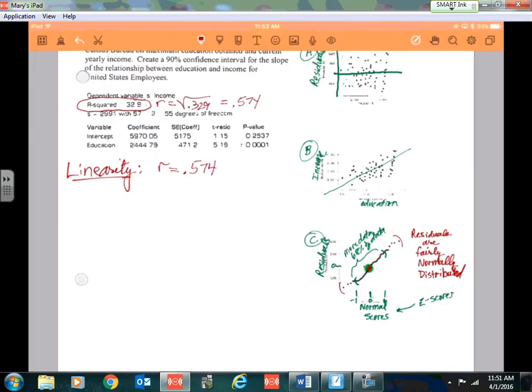Okay, and then you translate that. So what is the statement that I make for that right there? There is a moderate. Now, hold on a second. Do you know it's positive, and how do we know it's positive? This slope is a positive value, so that's why I knew it was positive. So there is a moderate, positive, linear relationship between education and income.